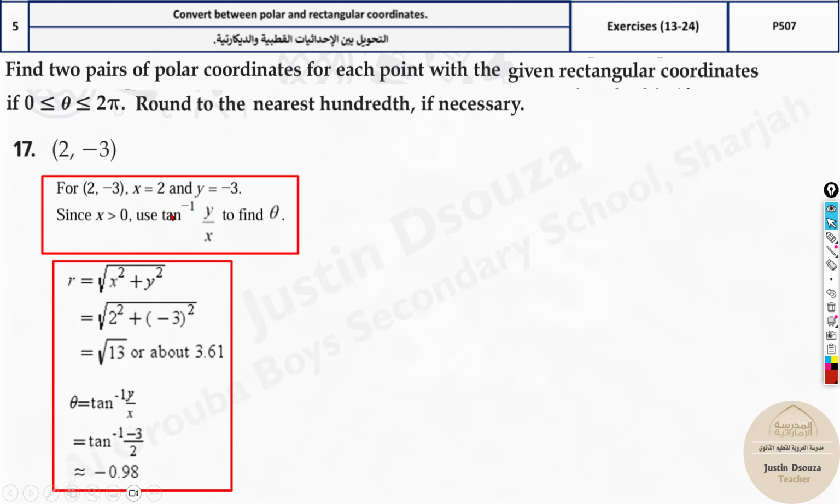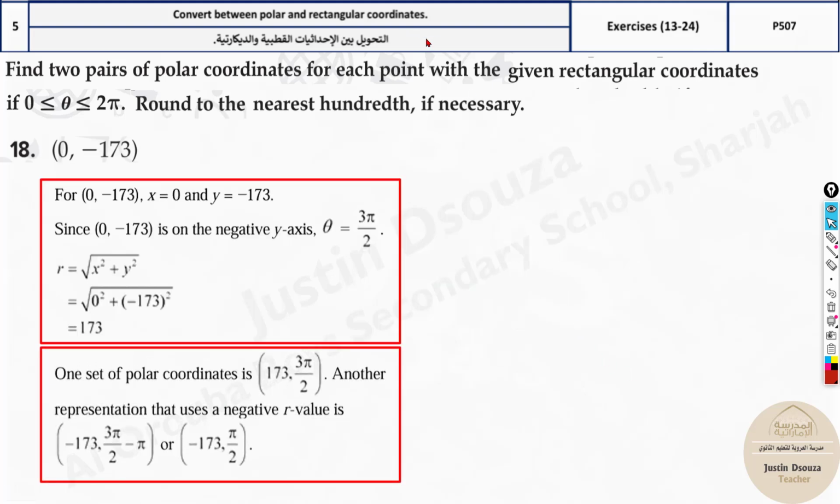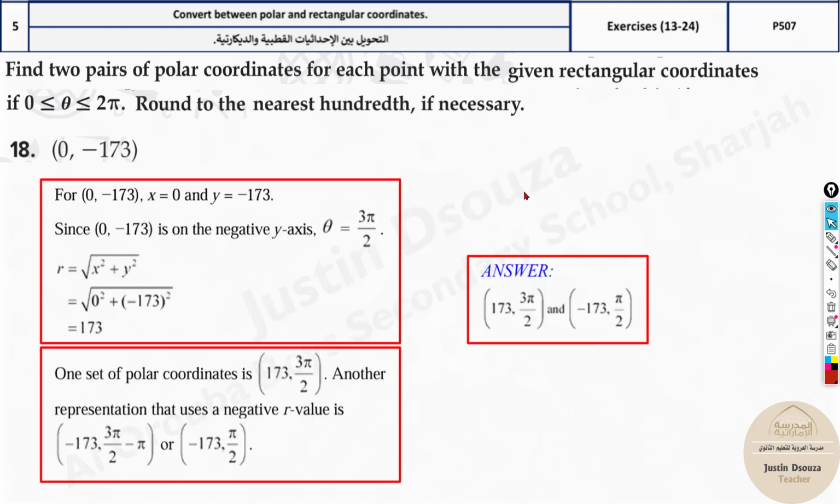Theta is tan inverse y by x. That's it. No adding anything because the x value is positive. The answers are over here. Same way, all the problems, please do solve it up. And the answers are over here. Now they have left it as pi.